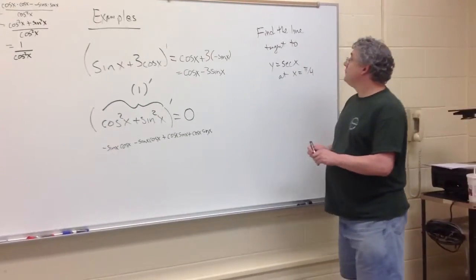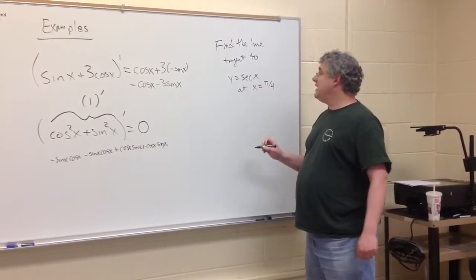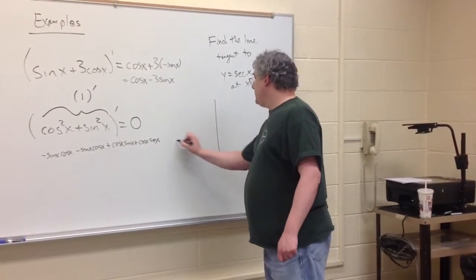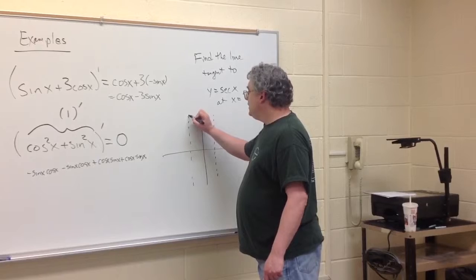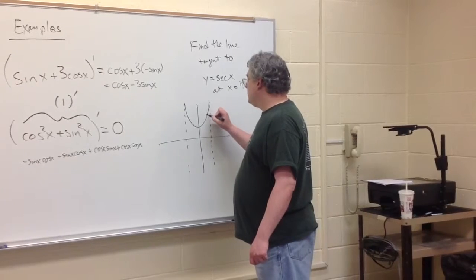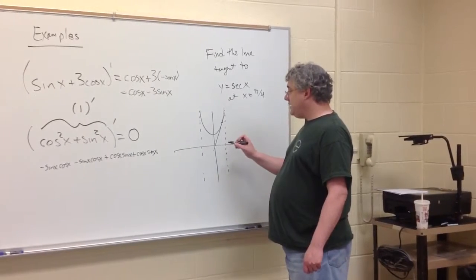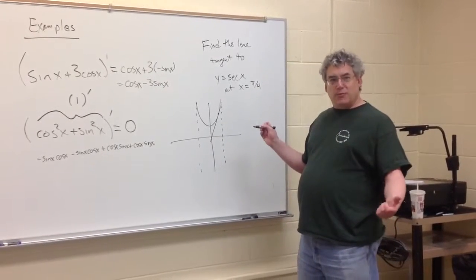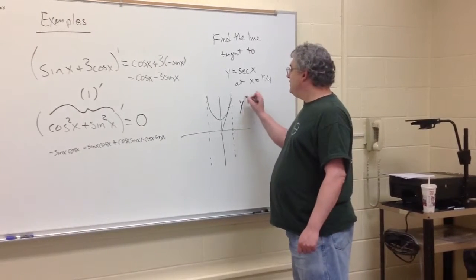Let's try one more, and then we'll call it a day. Find the line tangent to y equals the secant of x at x equals pi over 4. So what does the secant of x look like? Well, it's got vertical asymptotes in a lot of places, but where we're particularly concerned about is right there. I'm not sure exactly where it's going to hit down here, but that's what the tangent line is going to look like, clearly positive. And how do we find the tangent line? Well, we need the slope first, the tangent slope, which is the derivative. Well, it's the value of the derivative at that point. So we find the derivative.